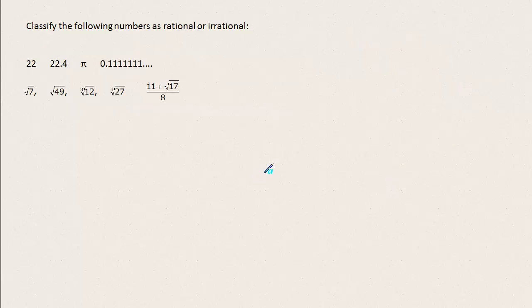Now that's a lot of information in one go, but let's look in practical terms at what we actually need to do here. So for these numbers here, we're either going to write R for rational or I for irrational. If we look at this first one, that's a whole number. We've already determined that any whole number is rational. Here we have a terminating decimal. Any terminating decimal is rational.